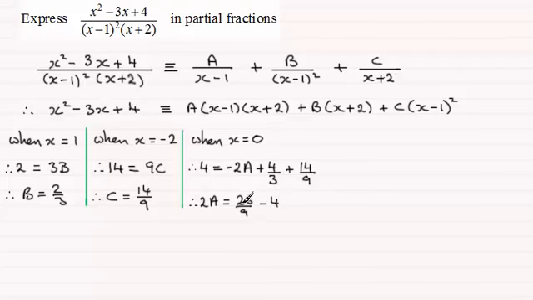And what do we get for that? 26 ninths minus 4, that comes out as minus 10 ninths. So 2a equals minus 10 ninths. If I divide by 2, therefore a would be equal to minus 5 ninths. So quite a lot of work there.